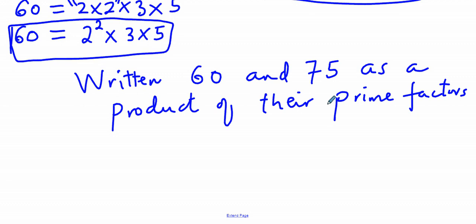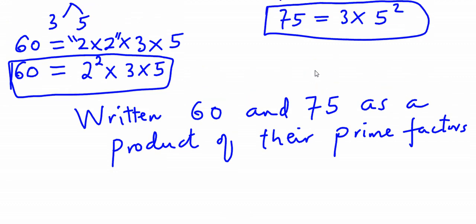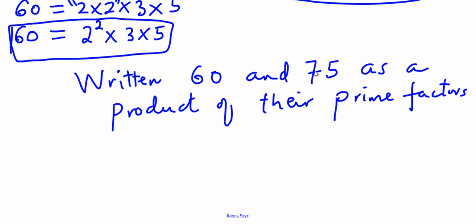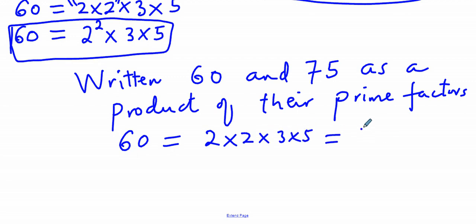So there are some questions which usually come in the exam, that can you write 60 or any other number as a product of its prime factors. So this is the way how we do that: 2 times 2 times 3 times 5, or you can also write it as 2 squared times 3 times 5. This number over here indicates that we have 2 2's.